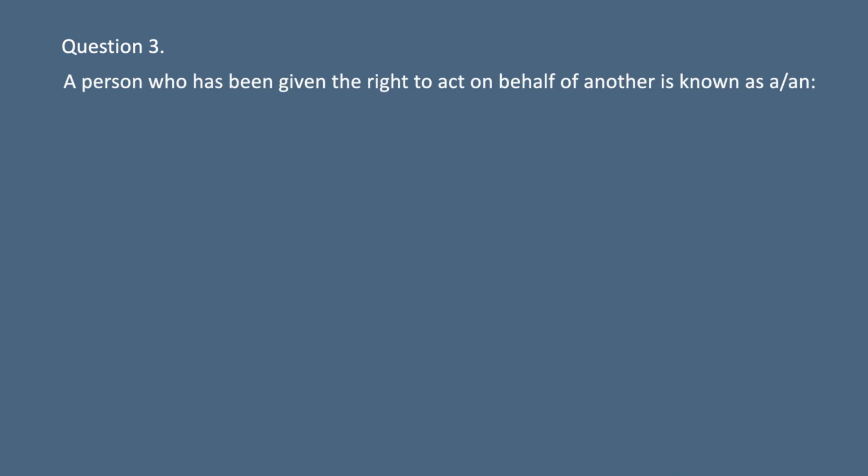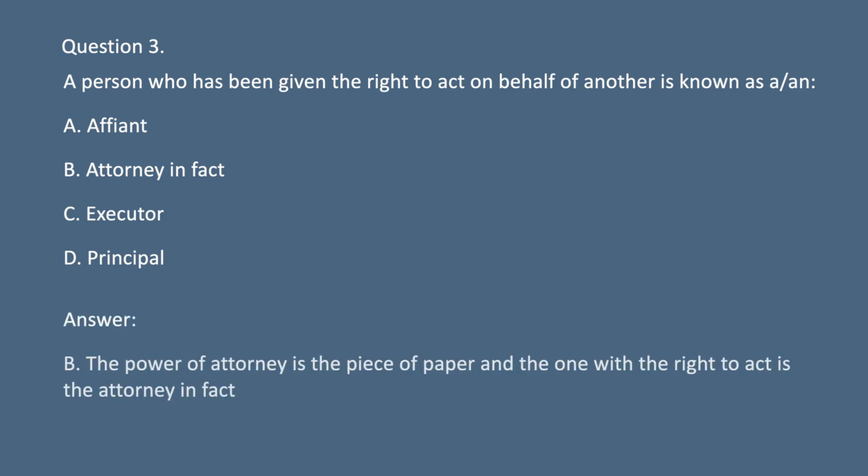Question 3. A person who has been given the right to act on behalf of another is known as A. Affiant. B. Attorney in fact. C. Executor. D. Principal. Answer: B. The power of attorney is the piece of paper and the one with the right to act is the attorney in fact.